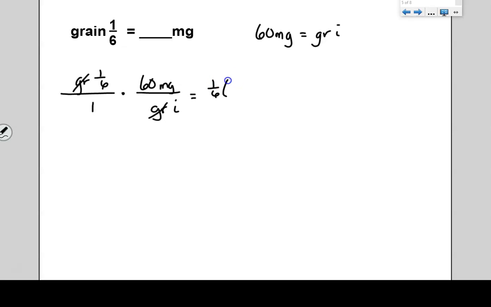We got 1/6 times 60, and on the bottom we just have 1 times 1, because even though it's a Roman numeral, it's still just a 1. So I only have to work 1/6 times 60. Well, 1/6 times 60 would look something like that, and that would be 60 over 6, which equals 10. Now looking back at my unit, it is milligrams, so my answer would be 10 milligrams.